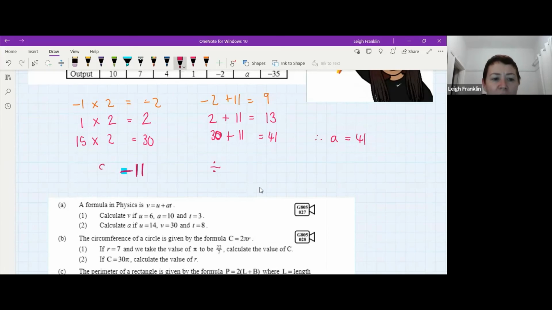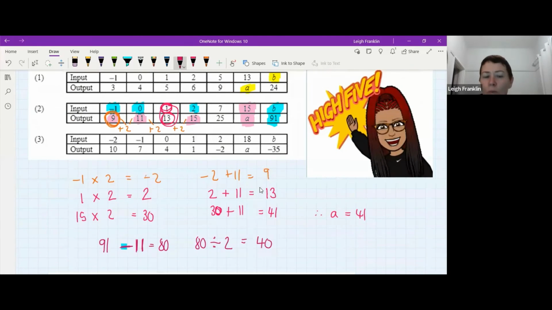So now we have to start at 91, our output, and we take away 11. What will we get? 80. Lovely. And now we've got to take 80 and divide it by? 2. Lovely. So that gives us? 40. Beautiful. Okay, and now you worked out what went in.